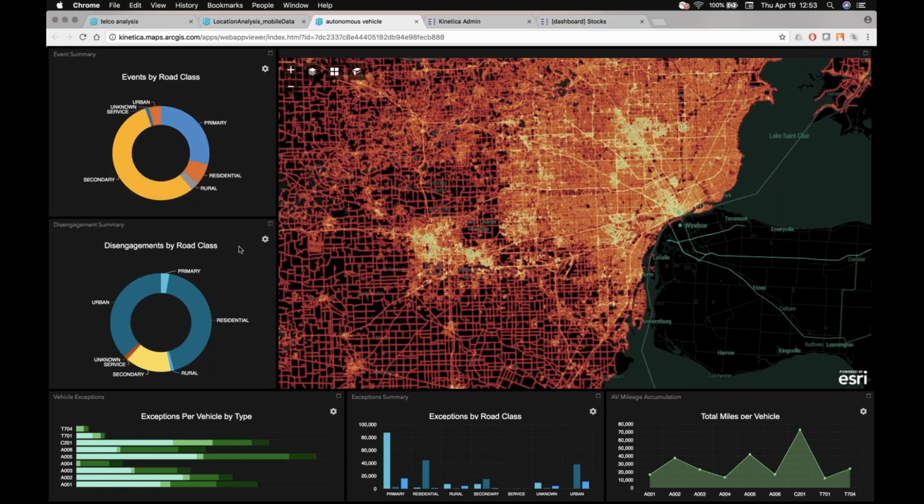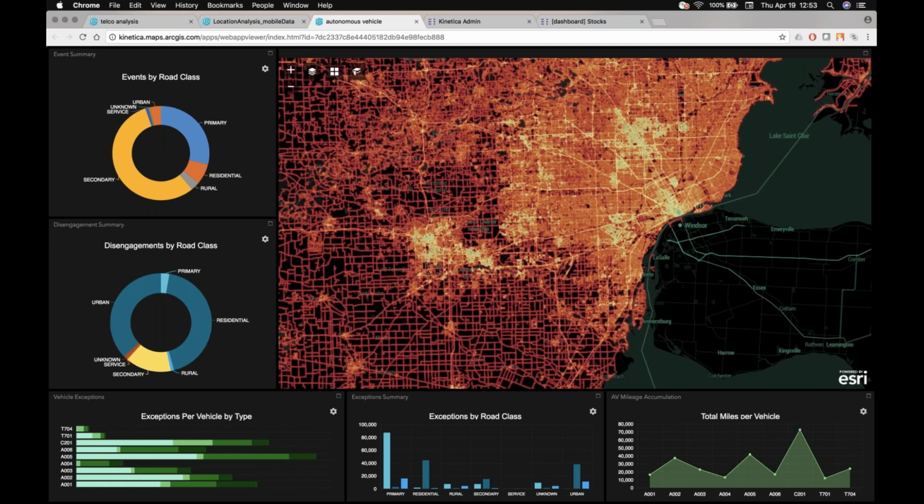What's interesting here, as we look at the second chart, is that you can see disengagements by road class. Disengagements are defined as events where the autonomous vehicle had to disengage and the human driver had to take over because it encountered a situation that it didn't know how to address in an automated fashion. Although the vast majority of the total events occur on primary roads and secondary roads, when you specifically filter by disengagements, you can see that most of those disengagements actually occur on urban roads and residential roads.